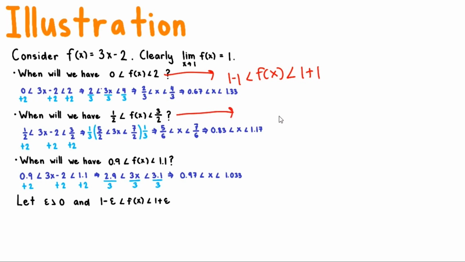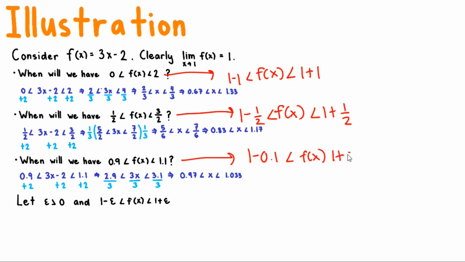This part, we have 1 minus 1 half and 1 plus 1 half. And this one, we have 1 minus 0.1 out here and 1 plus 0.1. So it's like the epsilon out here is equal to 1, the epsilon out here is equal to 1 half, and the epsilon out here is equal to 0.1. Clearly, all of these are greater than 0, or positive real numbers.